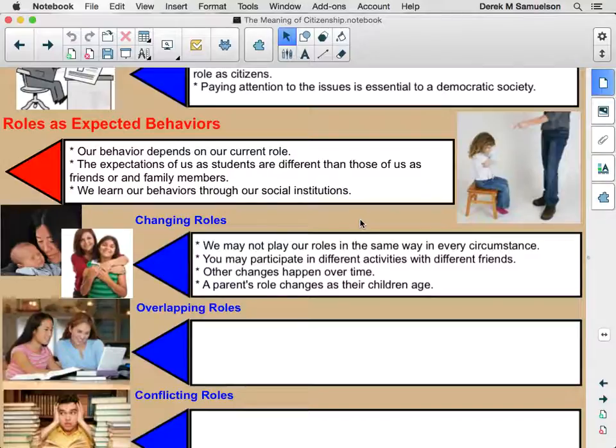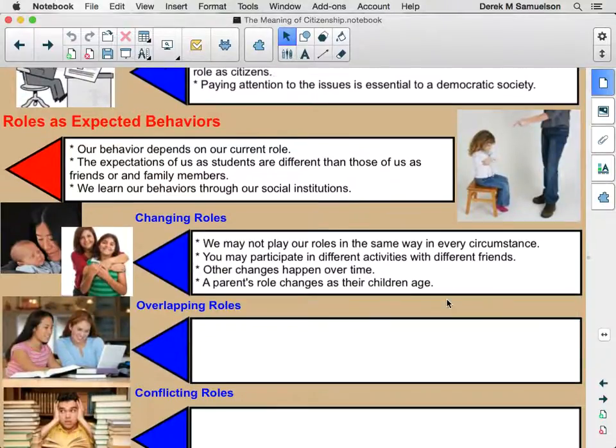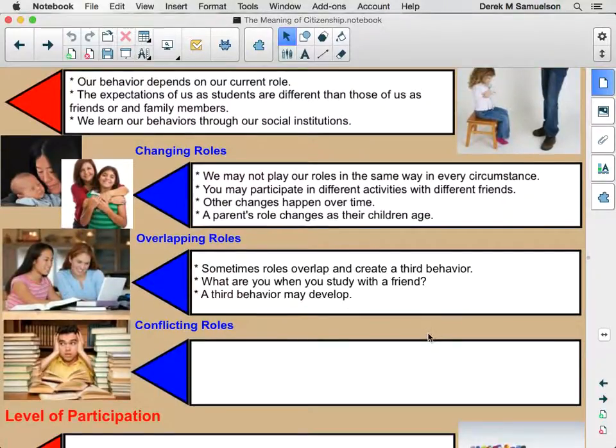You won't be the same employee when you're an entry-level fry cook at McDonald's as when you're the chief financial officer of a major Wall Street company. Those roles change. They evolve over time. And that's just a part of going through life.